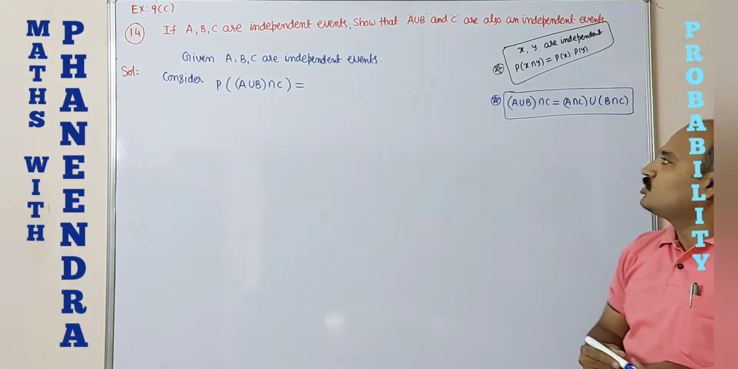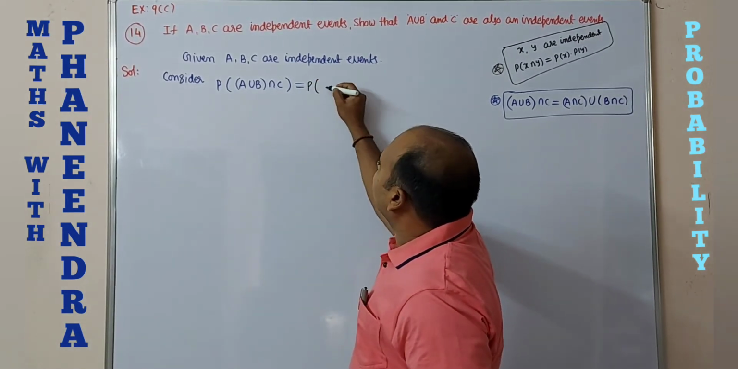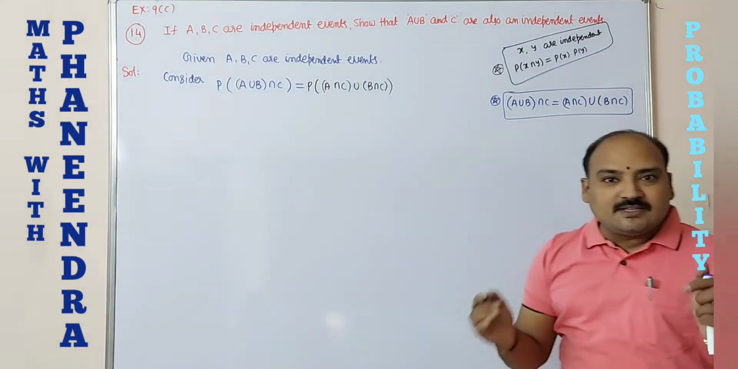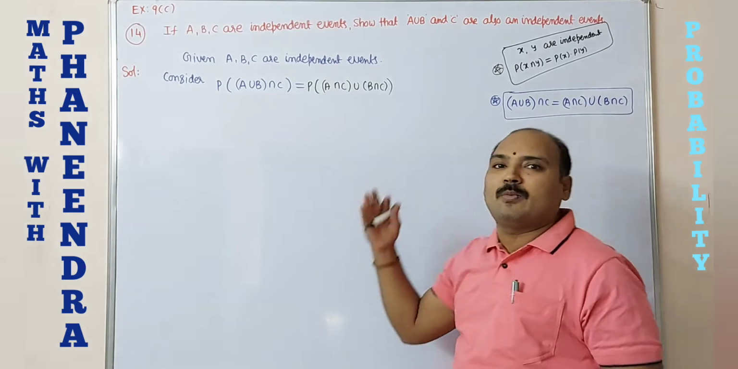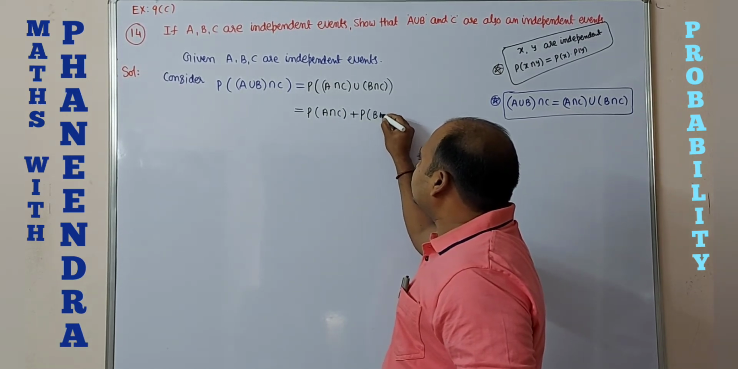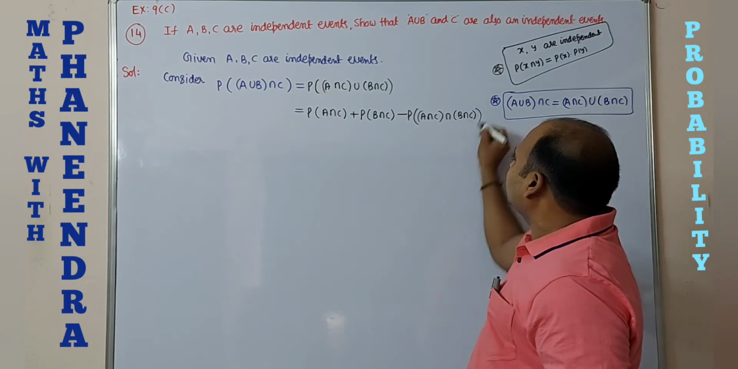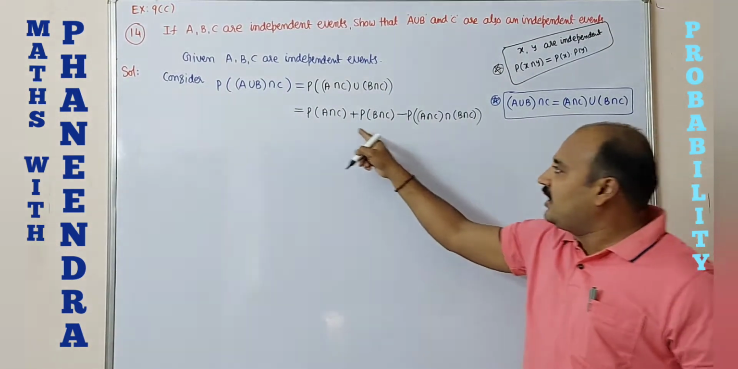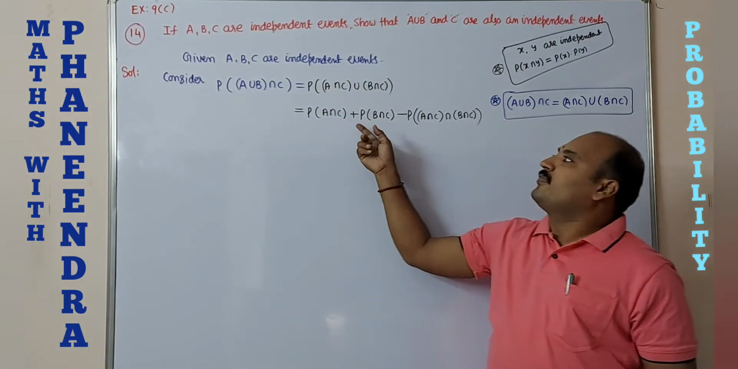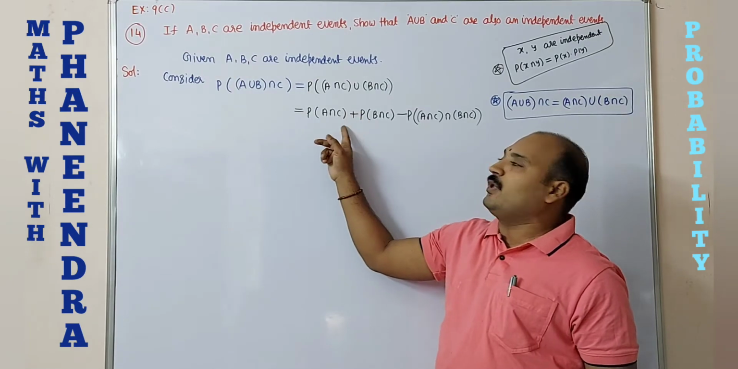Second important point. By using this property, probability of A union B intersection C can be written as P of A intersection C union B intersection C. Now it is in the form of P of A union B. By using addition theorem on probability, we can write it as P of A intersection C plus P of B intersection C minus P of A intersection C intersection B intersection C. Since A, C are independent events, P of A intersection C can be written as P of A into P of C.